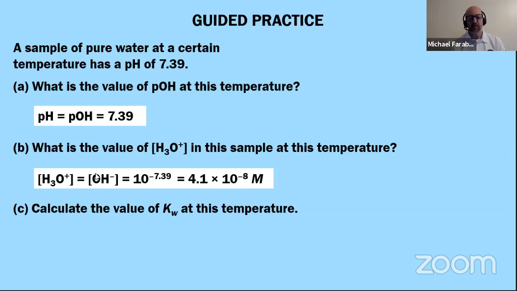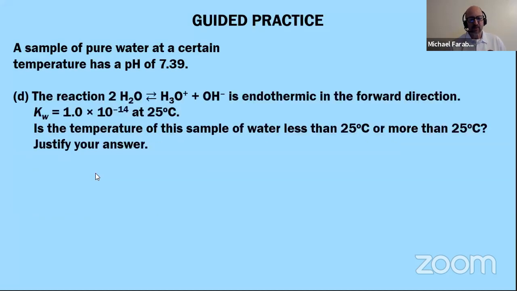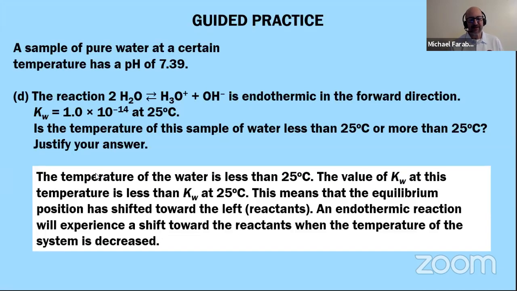That's the number of moles per liter for both hydronium and hydroxide. And if you multiply that number by itself, in other words, if you square it, that will give you the value of Kw. In this case, it is not 10 to the negative 14. It happens to be 1.7 times 10 to the negative 15 if you do that math on your calculator. So is this hot water or cold water? Well, if we know that the reaction is endothermic from left to right, then this would represent cold water because the pH was actually higher than 7.